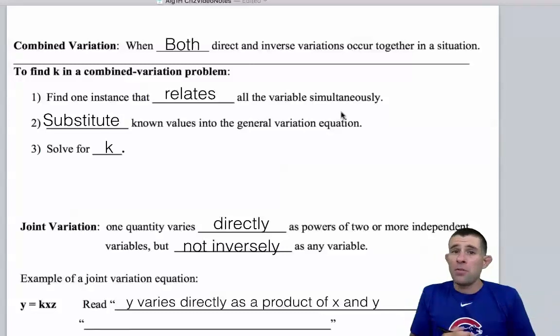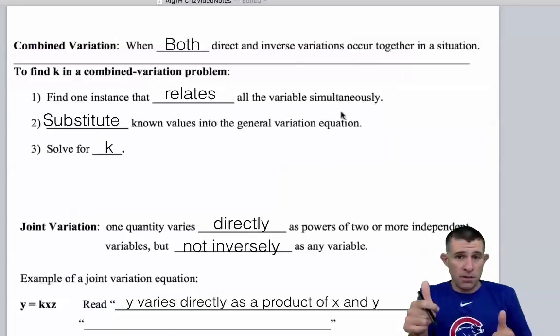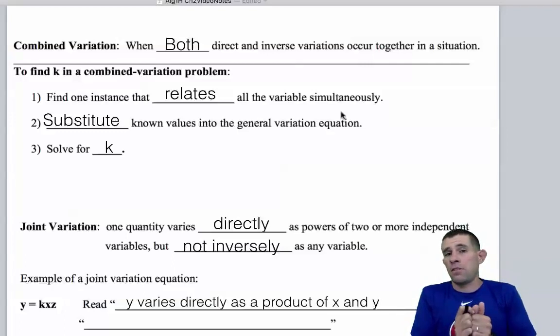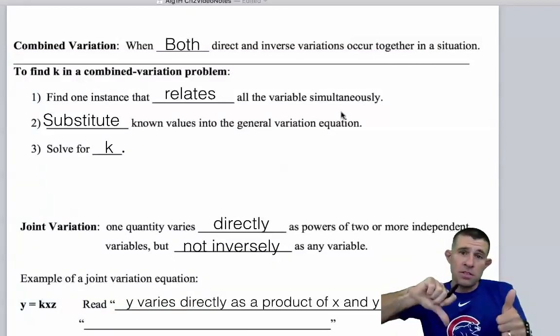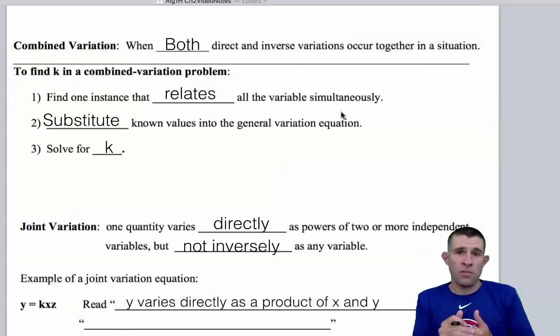Up until this point in the chapter, we've taken a look at how two variables affect each other. They're either direct variation, in which they both move in the same direction, as one increases, the other increases, or they're an inverse variation, when one increases, the other one decreases. Well, today we're going to take a look at combined variation and joint variation.